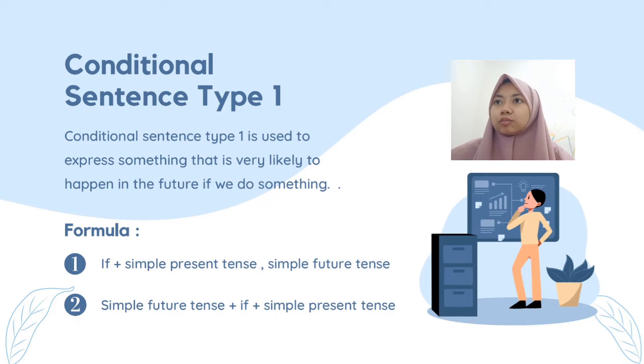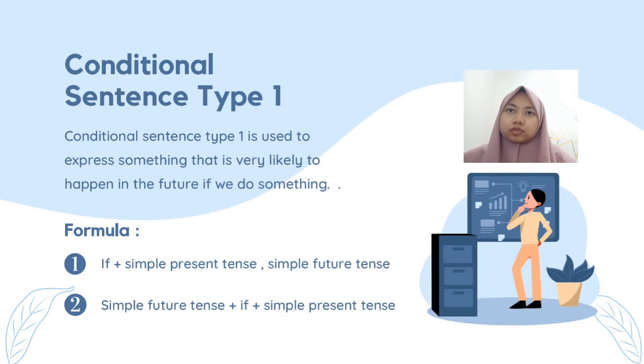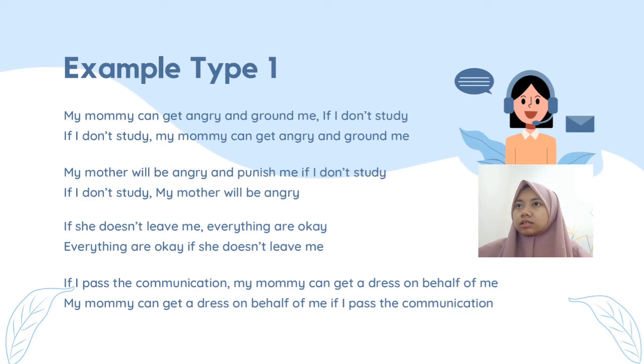Conditional sentence type 1. Conditional sentence type 1 is used to express something that is very likely to happen in the future if we do something. Okay, for the formula: if plus simple present tense, simple future tense; or simple future tense plus if plus simple present tense. The basic principle is we have to use present tense and also the future tense, because this is the possibility, and this is the biggest possibility that's going to happen if we do something.